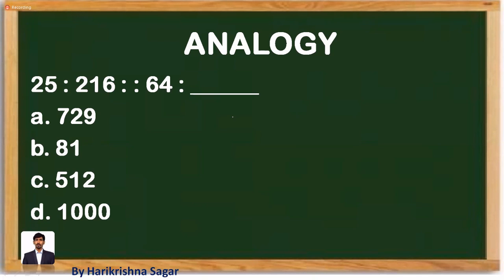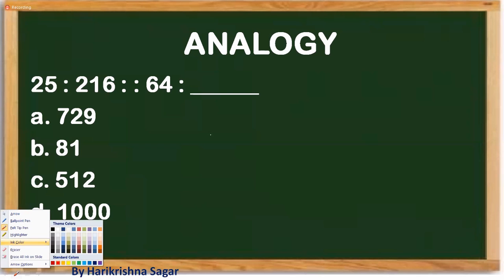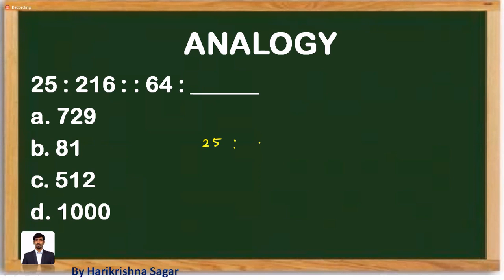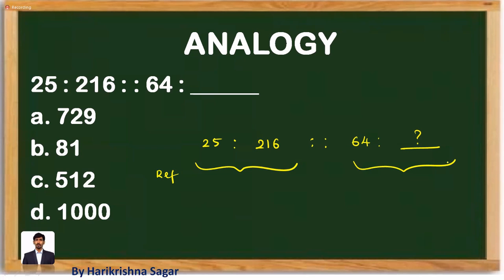By observing this, we can see there is a number 25, and 25 turns to be 216. Then 64 will be what? This is the question. So this is a reference pair. Observe the reference pair, 25 is 216. No need to look at the unknown pair. First of all, observe the reference pair and understand the logic available in it. That's your first task.